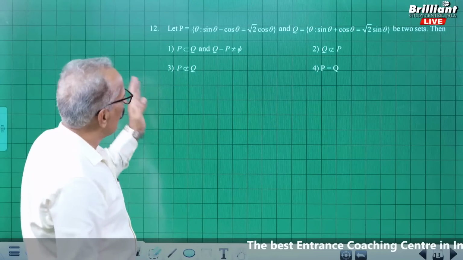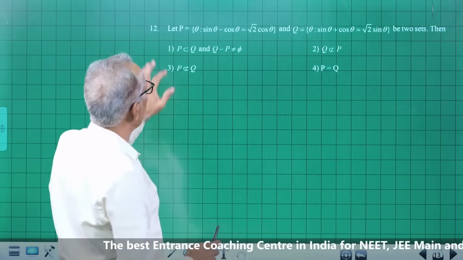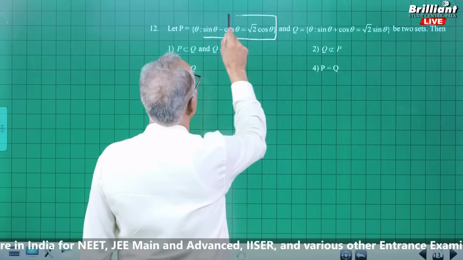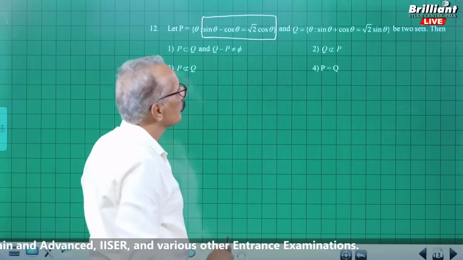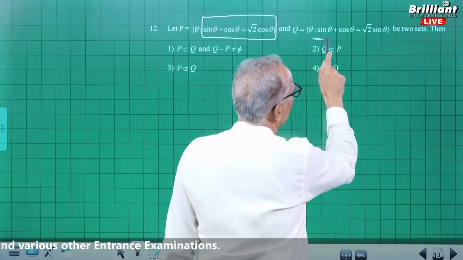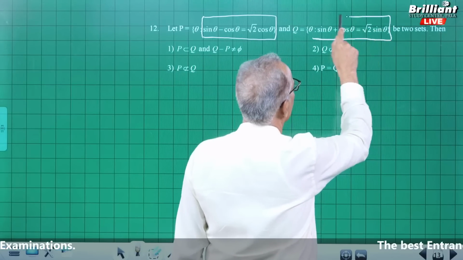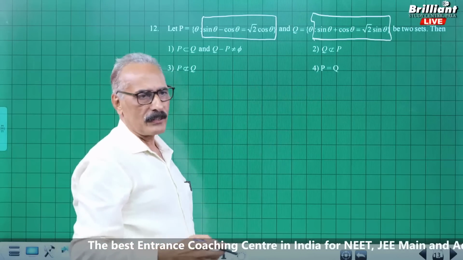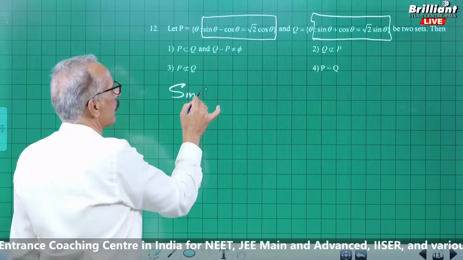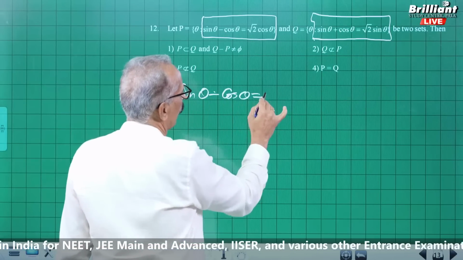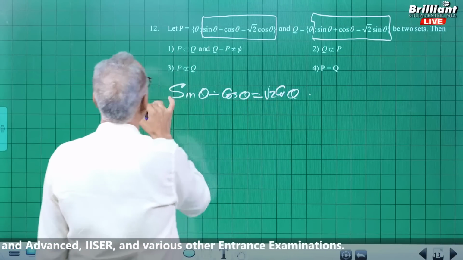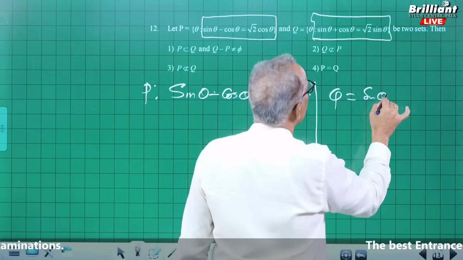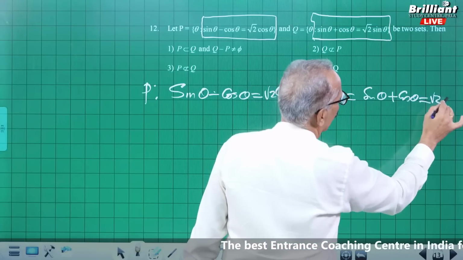Well, this is another very probable question. Keep this in mind. P is the set of all theta where sin theta minus cos theta equals root 2 cos theta, and Q is the set of all theta where sin theta plus cos theta equals root 2 sin theta. This is trigonometry with sets, so many things here. How do you solve? We are given sin theta minus cos theta equal to root 2 cos theta. That's your P. Let me take this P as a set. And here, let me write your Q. Q is sin theta plus cos theta equal to root 2 sin theta.